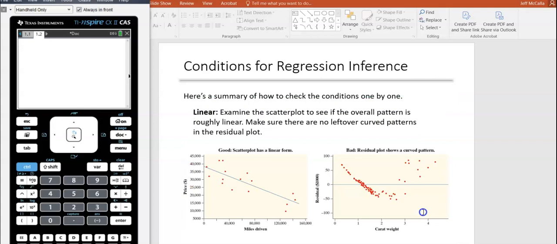Here's an example of linear and nonlinear. You can see on the left, that graph looks linear. On the right, it does not look linear. It looks like a curved graph, and that's talking about the residual plot there.